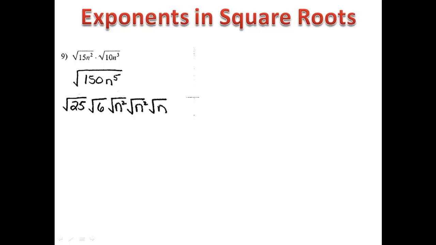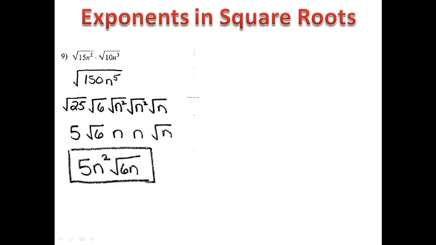Now I can go ahead and break down my radicals in order to simplify. In the end, I end up with 5n squared, square roots of 6n. Notice the n squared on the outside. I had n to the fifth, which gives me two groups of 2, with one left over. Number 10 is for you to try. Please pause the video here, then let's take a look and see how you did.